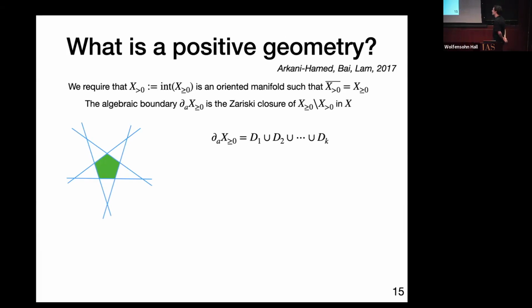This is called partial A to emphasize that I'm talking about the algebraic boundary. I define the non-negative part of the ith boundary to be the closure of the interior of the ith divisor intersected with X non-negative. So again, think about the polytope: here the divisors are just my hyperplanes from before. If I fix one of these divisors and intersect with X non-negative, I get a line segment, and if I take the closure of its interior, I just get this line segment back.